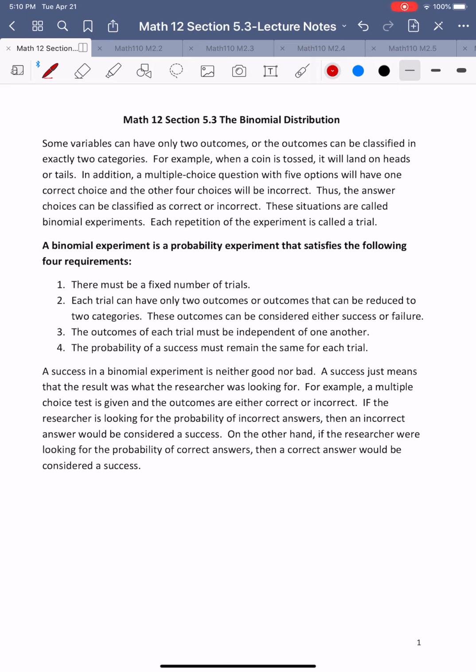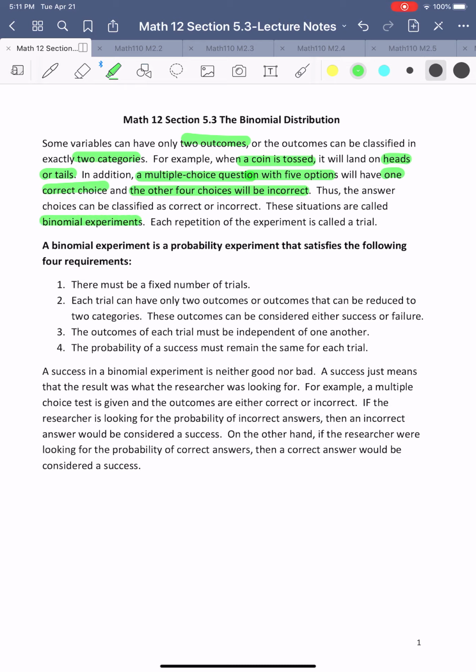Some variables can have only two outcomes, meaning the outcome can be classified in exactly two categories. For example, a coin toss gives a head or a tail. In a multiple choice question with 5 options, one is the correct answer and the other 4 are incorrect answers. That's still something we can consider binomial, since the answer choice can be classified as correct or incorrect. This situation is called a binomial experiment.